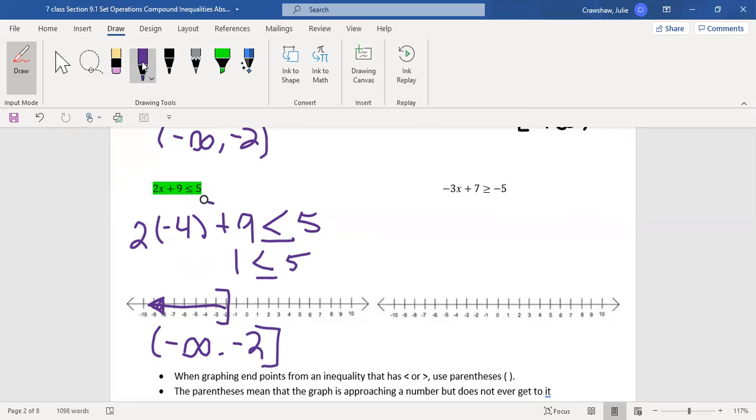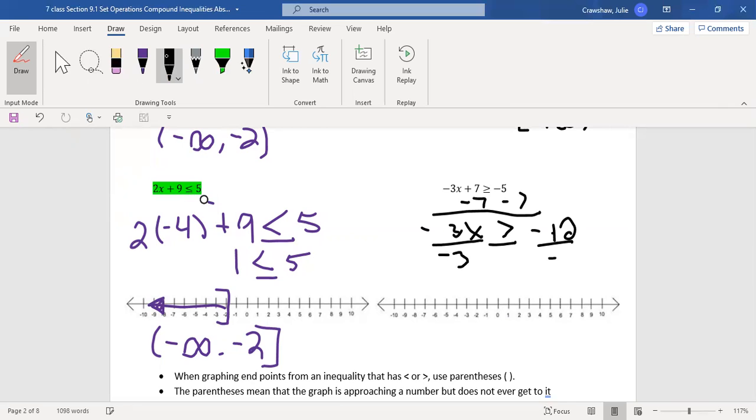Now over here on my right, I'm going to solve this inequality by isolating my x. The first thing I'm going to do is subtract my 7. So now I have a negative 3x is greater than or equal to negative 12. Now to undo multiplication, I'm going to divide. And because that coefficient is a negative number, I'm going to have to flip the inequality sign. So now I have x is less than or equal to a positive 4, because negative 12 divided by negative 3 is a positive 4.